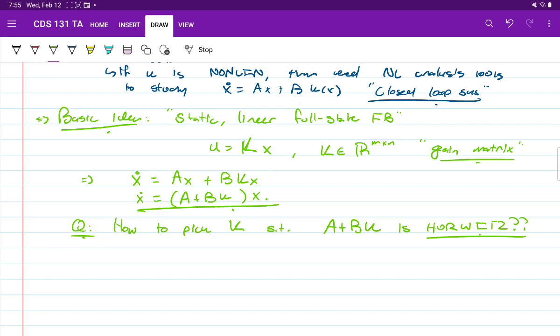u equals K times x. And I'm saying, all right, maybe under certain conditions on my system, this really simple control law is actually sufficient to buy me global exponential stability. So when can we actually use this matrix K to get global exponential stability?